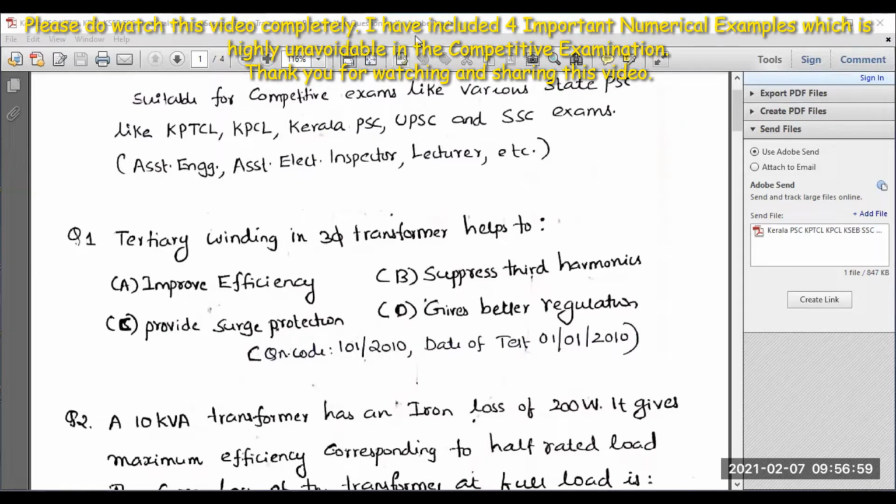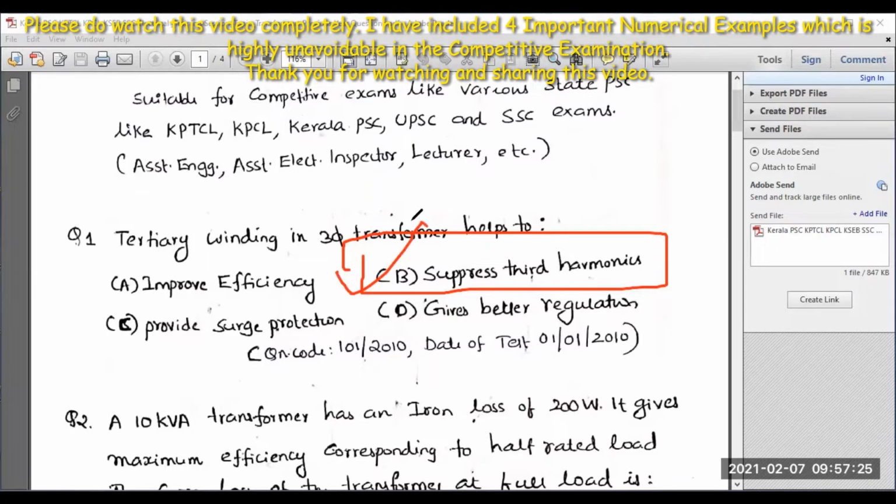Tertiary winding in a three-phase transformer helps to: improve efficiency, suppress third harmonics, provide surge protection, or give better regulation. If you provide the tertiary winding in a three-phase transformer, surely it avoids the unbalancing issue. So we can say that it suppresses third harmonics. That is the right answer.